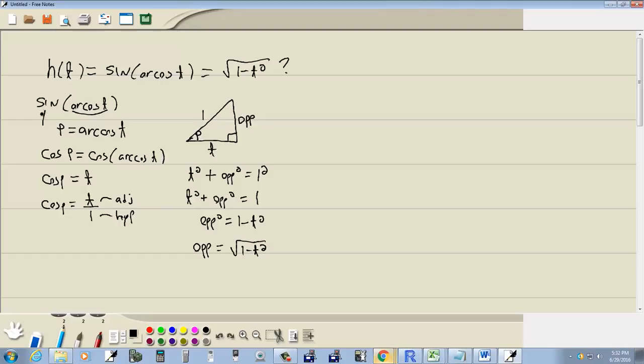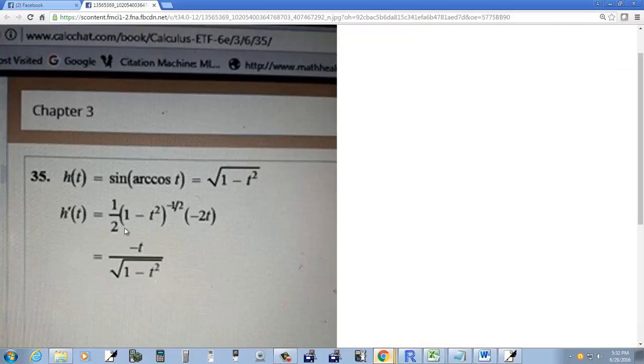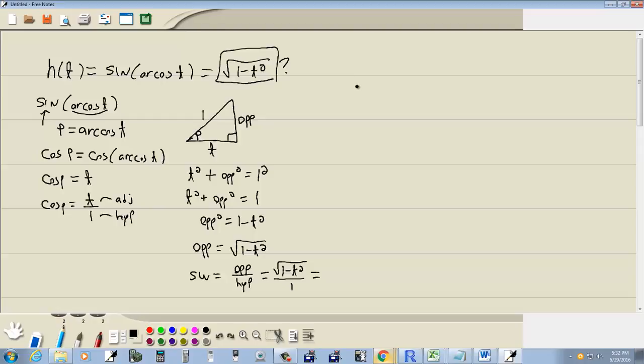Now we're going to look at the outside, which is sine. And sine is equal to opposite over hypotenuse. So we're going to have square root of 1 minus t squared over hypotenuse, which is 1. Which simply gives us this right here. Okay, now to take the derivative of that, which I think is what you're doing. Yeah, taking derivative. We never want radicals, so we'll immediately rewrite this as 1 minus t squared to the 1/2 power, because that's what square root means.